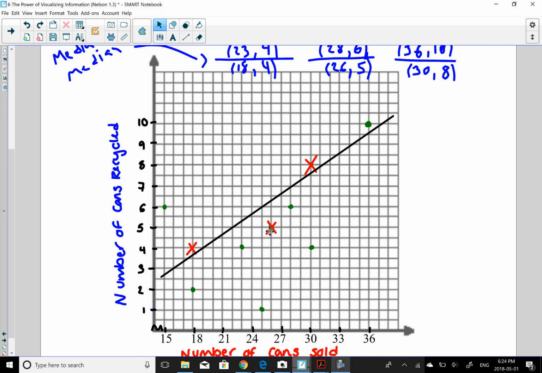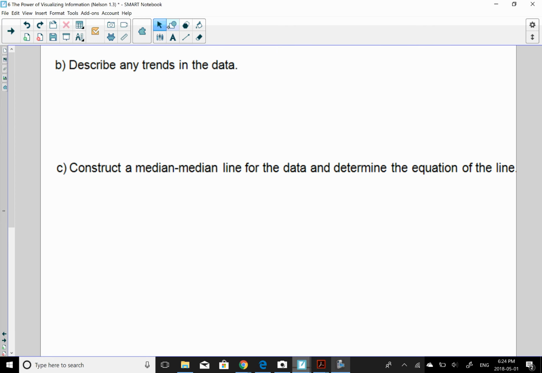So the next part asks us to describe any trends. Well, I have a positive relationship. That's linear. So we're going to write positive linear relationship.